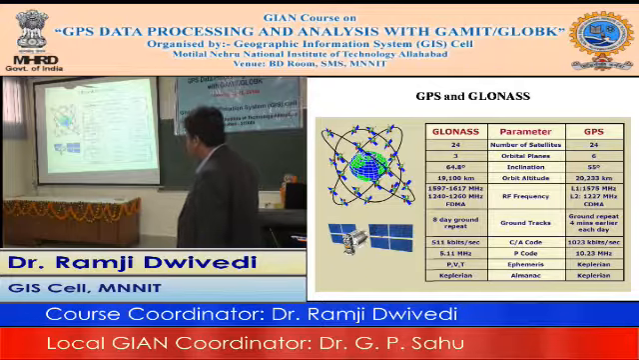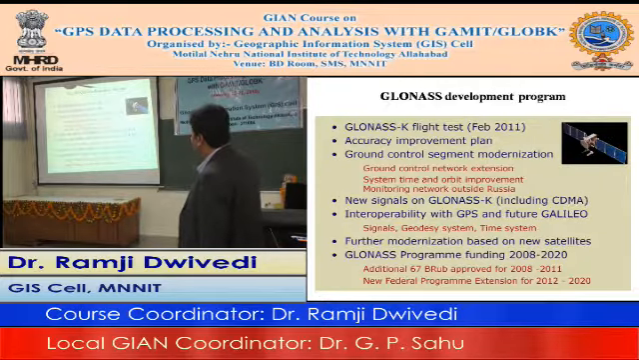Obviously the signal structure is also slightly changed. GPS uses code division multiple access, whereas here it is frequency division multiple access. The repeat period, which I observed personally, is slightly different from the GPS case. New signals are also coming on GLONASS-K, which includes this CDMA portion, which we call code division multiple access.